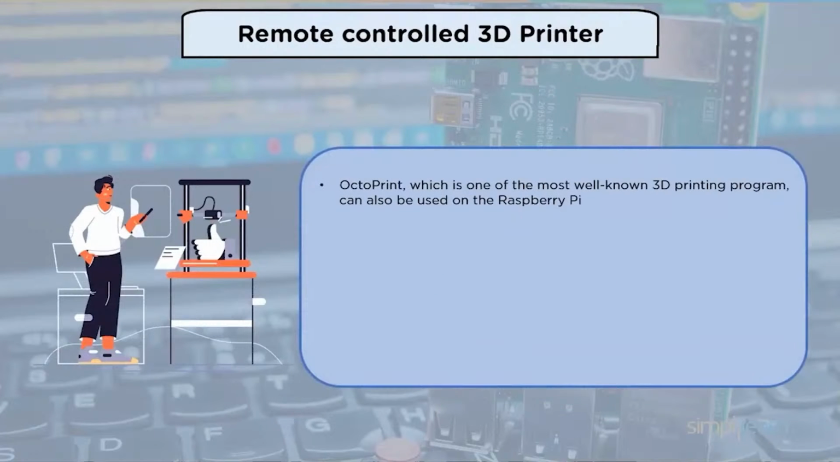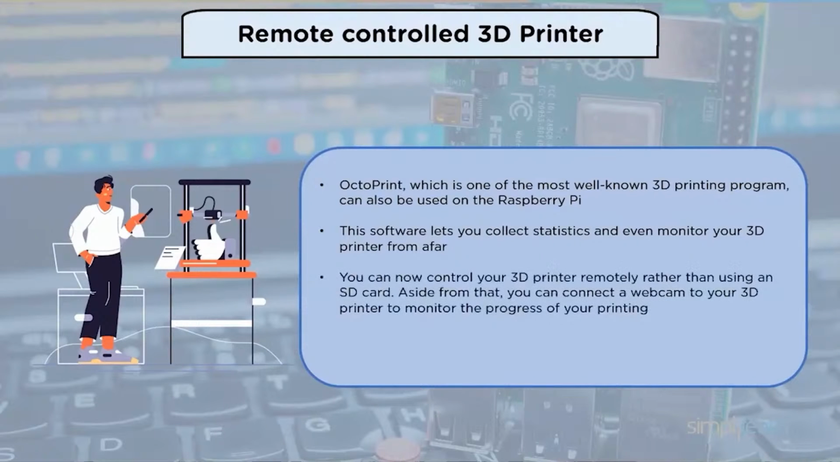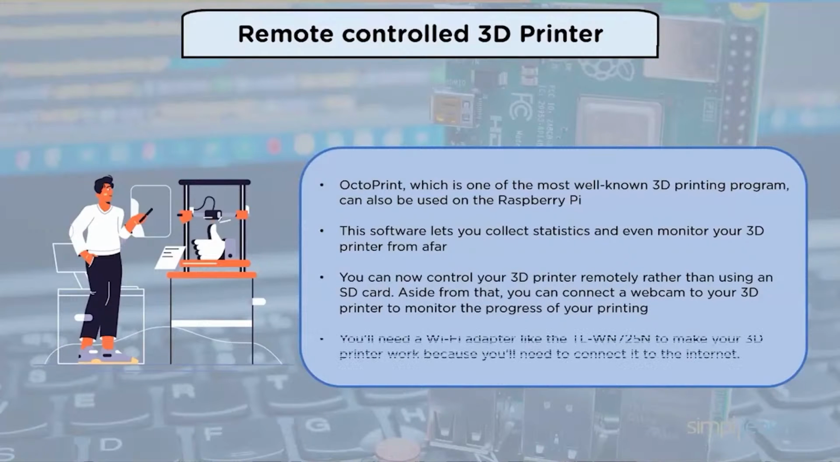Octoprint, which is one of the most well-known 3D printing programs, can also be used on Raspberry Pi. This software lets you collect statistics and even monitor your 3D printer from afar. You can now control your 3D printer remotely rather than using an SD card. Aside from that, you can connect a webcam to your 3D printer to monitor the progress of your printing.